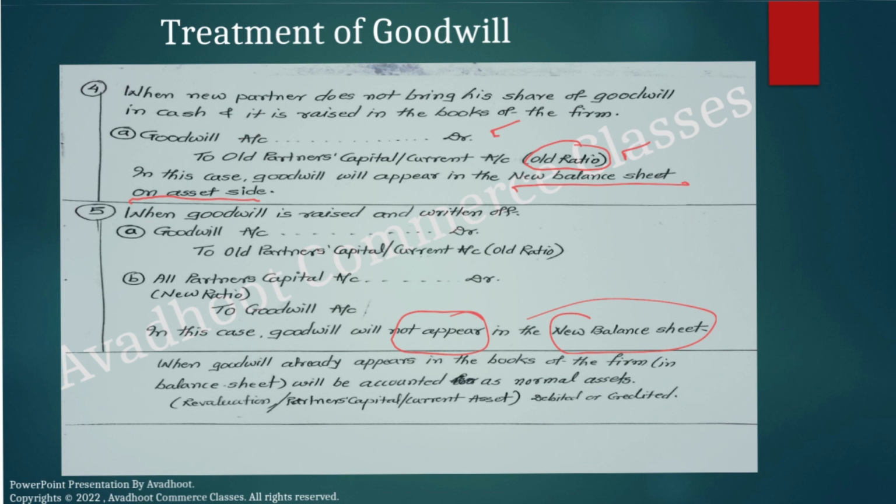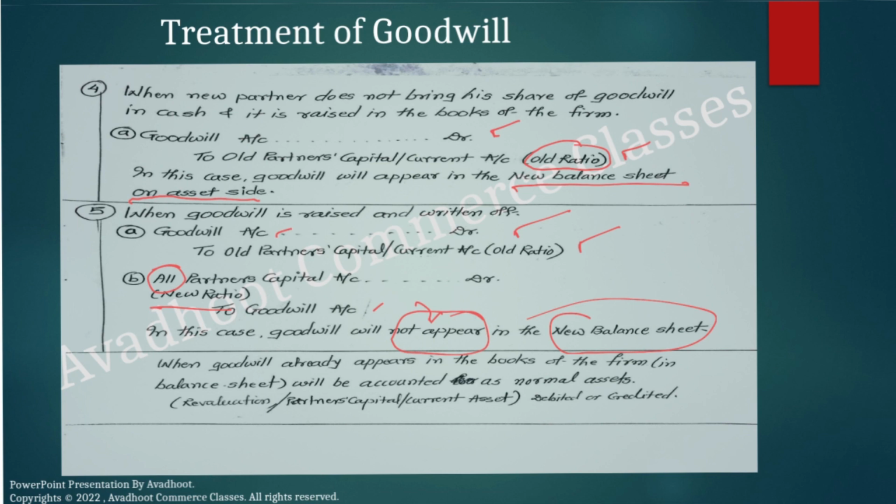Therefore, whenever it is raised, your entry remains as it is: goodwill account debit to old partners' capital or current account in their old ratio. And when it is written off, all partners' capital accounts are debited, including the new partner. All, that word is most important. All partners' capital accounts debit in which ratio? New ratio, to goodwill account. Here goodwill is debited and then credited, hence it doesn't appear in the books of account. These are the entries for the goodwill.